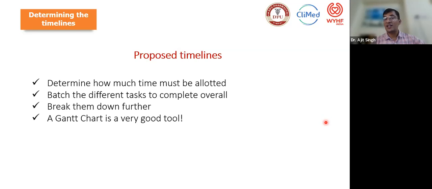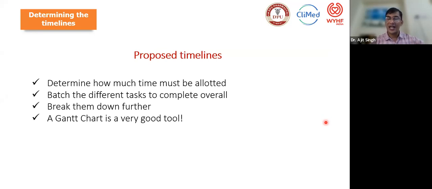Batch the different tasks to complete overall. So define the tasks in your team. Divide the tasks, divide the deadline and fix the deadlines for everyone. Break them down further. Like, okay, the research assistant will collect the data, and the research associate will enter the data and review the data. Okay, divide the task, break it down. And timelines are very important.